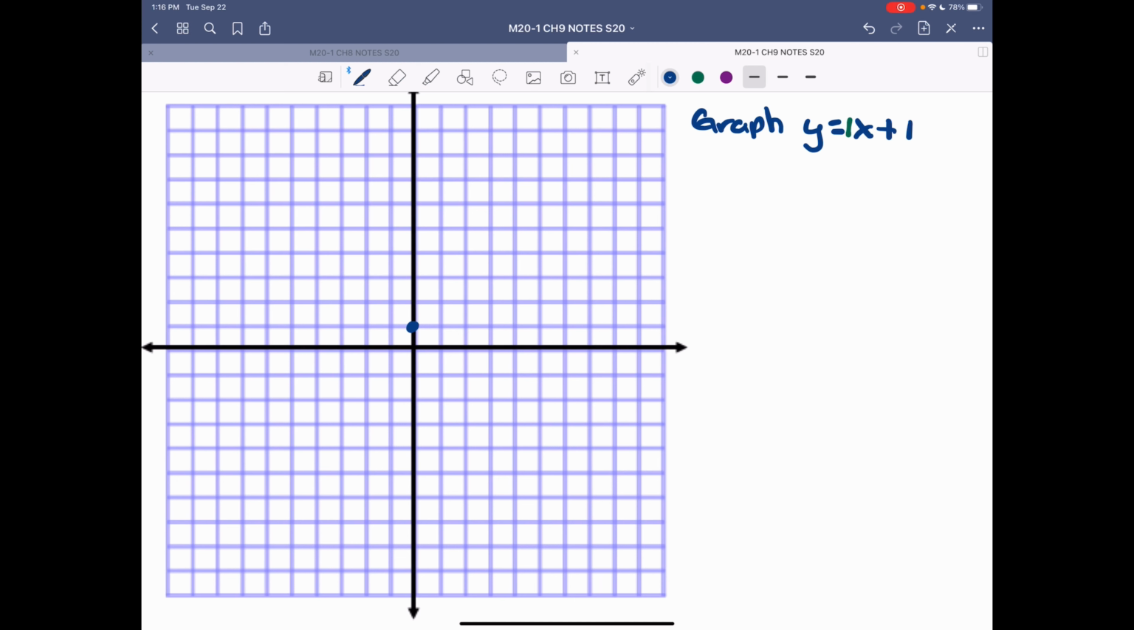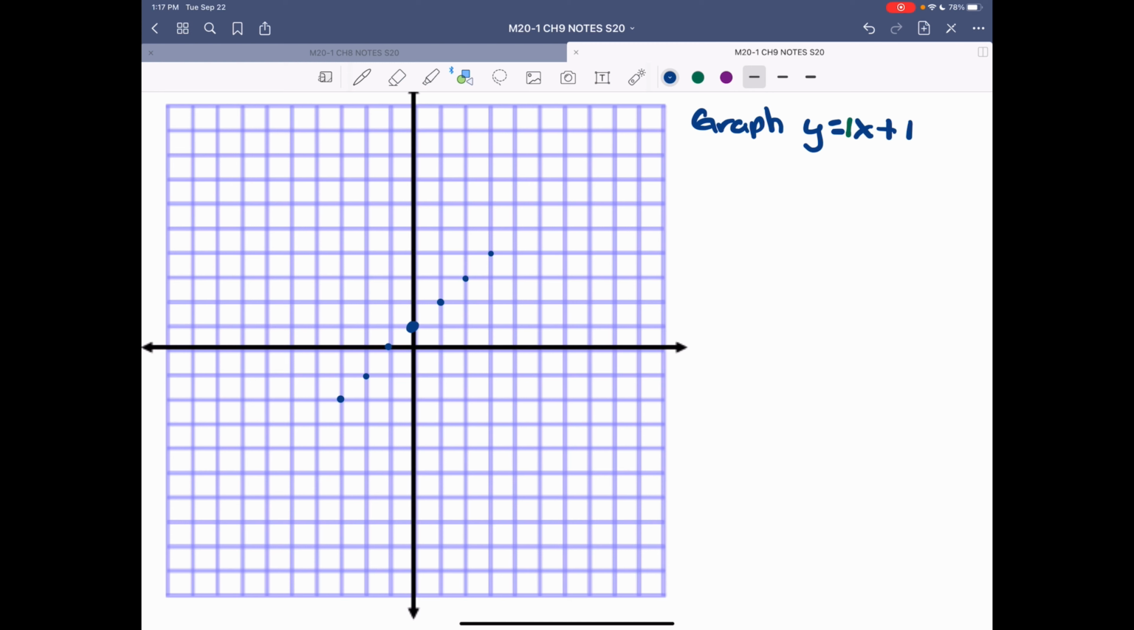Or as we move up, it's going to move to the right because it's positive 1. So up 1, right 1, up 1, right 1, up 1, right 1. If we want to go down, we'd go to the left. So down 1, left 1, down 1, left 1, down 1, left 1, etc. And then we can join our points to create our line.